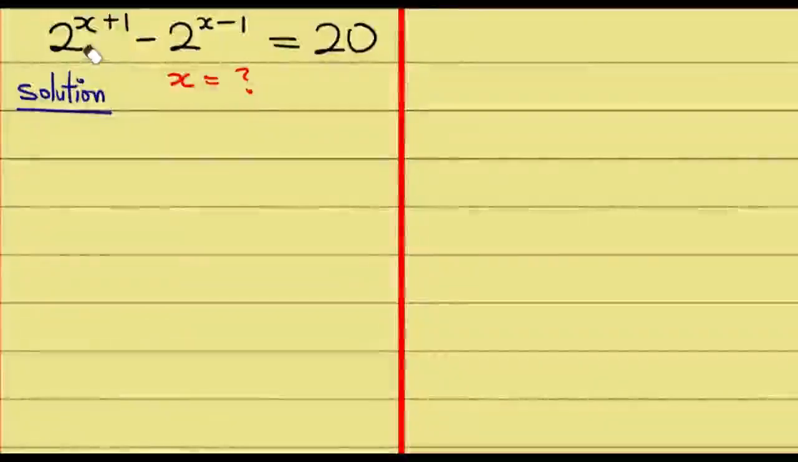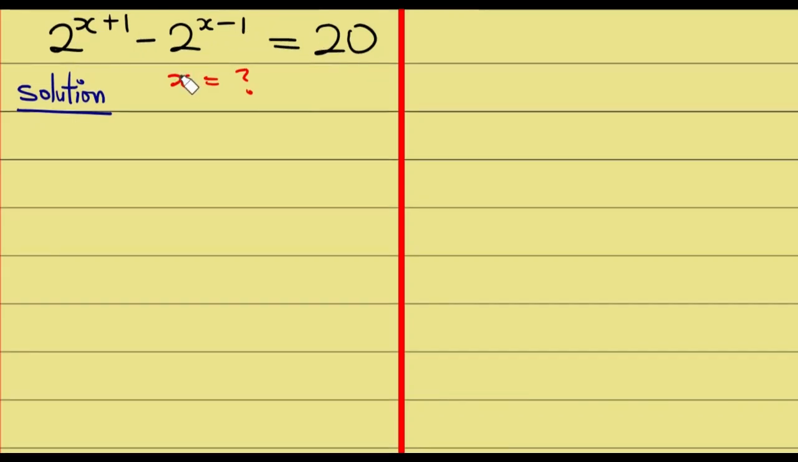Hi everyone, this is the question we solved today, and still the same question where quite a number of people don't even know where to start from. That is 2 raised to the power of x plus 1 minus 2 raised to the power of x minus 1 equals 20. And we are being asked to find the value of x. Someone might try to apply logarithm to each side of the equation, which is going to be complex at the end of the day. But there is a better way of doing that.